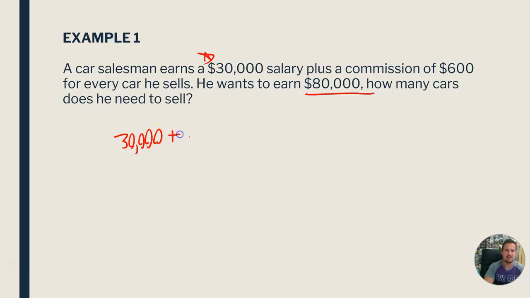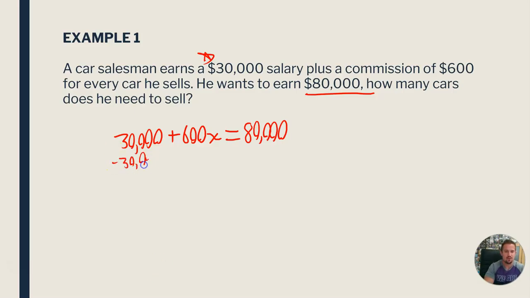So I'm going to go ahead and write a plus 600, but I'm not just going to write plus 600 because I get $600 for every car I sell, okay? I don't know how many cars this car salesman is going to sell, so I'm going to denote the number of cars he sells with a variable, x. So 30,000 plus 600x needs to equal the total amount of money he wants to earn, which is 80,000. Okay, there's our equation set up based on this problem: 30,000 + 600x = 80,000. So now let's go ahead and solve this equation.